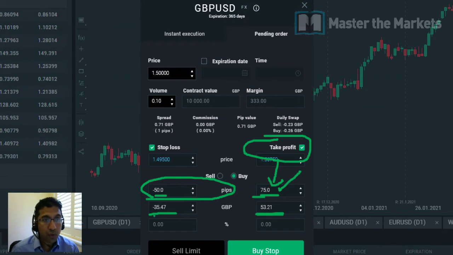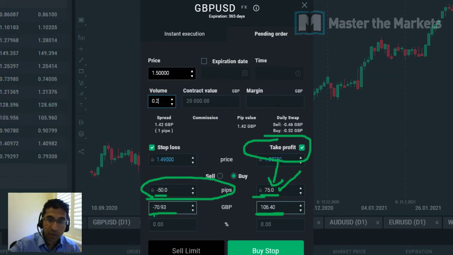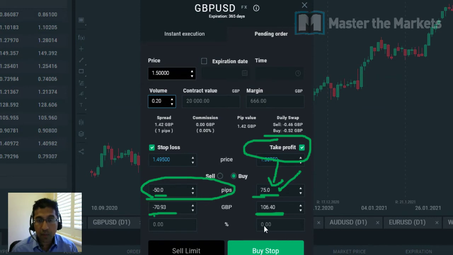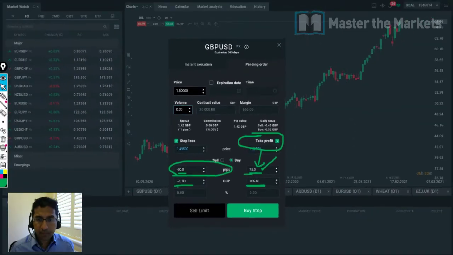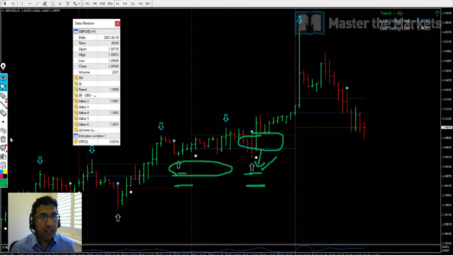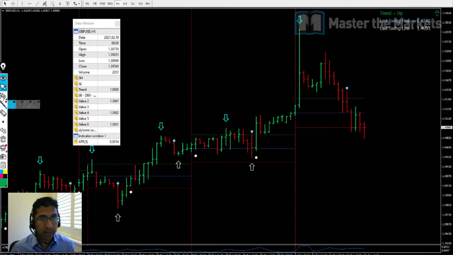Now, if of course you want to increase the risk, as I mentioned before, or you want to reduce it, you can do it here under volume. So when I double it to 0.20, everything doubles, 70 and 106. This is one of the best parts I saw about this platform, which is that it tells you exactly how much you're risking and how much you're looking to make as well. Okay, so that's one of the targets, which is the range-based target. That's the first one.